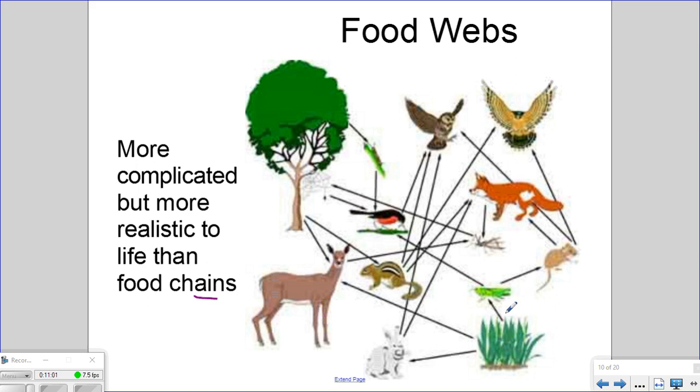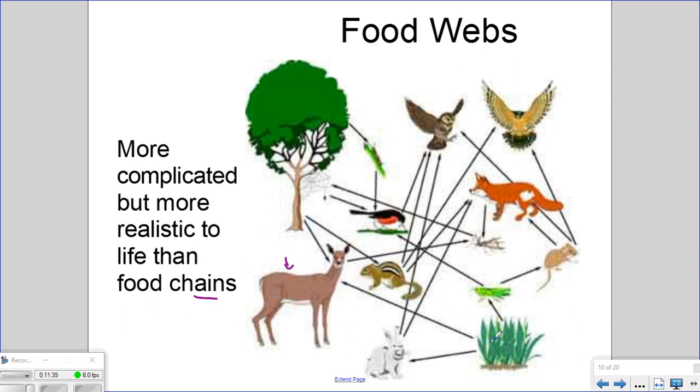So, for example, if we look at the deer, energy is transferred to the deer from the grass and from the tree. So it means the deer can consume trees and grass and get energy from them. If you look at the owl, an owl can get energy from the bird, from the squirrel, from the rabbits as well. So many different sources of energy, and from the mouse as well. So many different sources of energy for that owl.